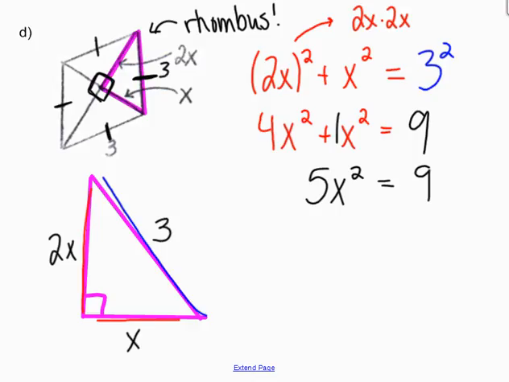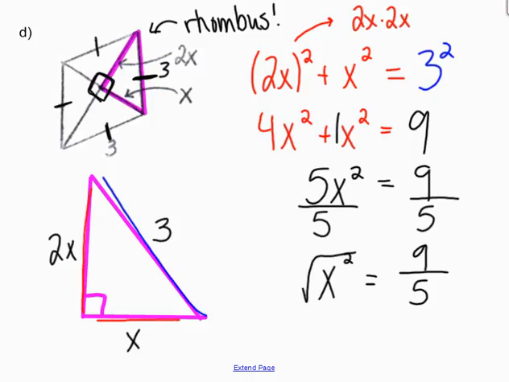Then I need to divide both sides by 5 to get my x squared alone. And then I have a fraction. Don't freak out, it's fine. You've dealt with simplifying fractions before when you've been rationalizing. So I'm going to square root both sides.